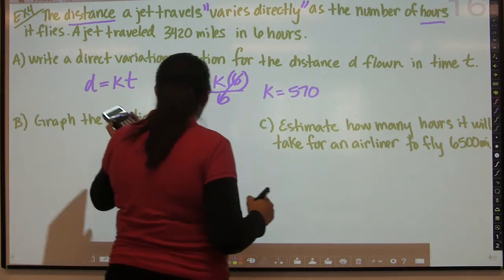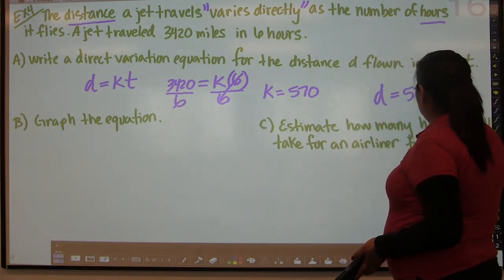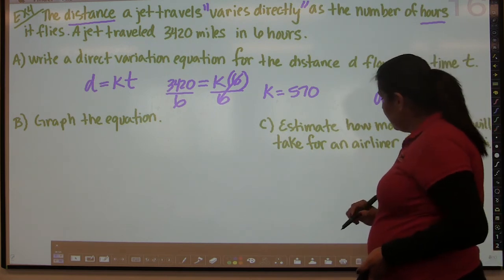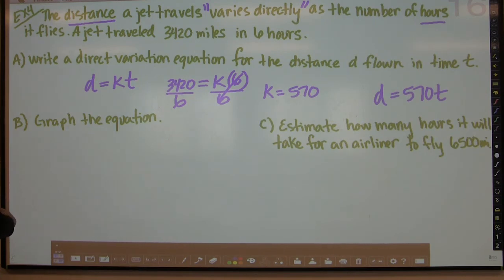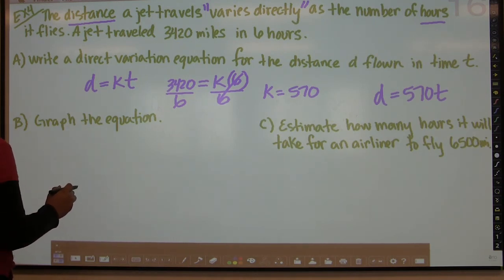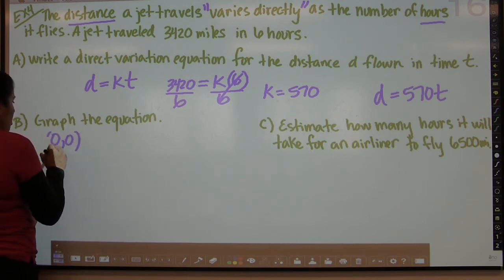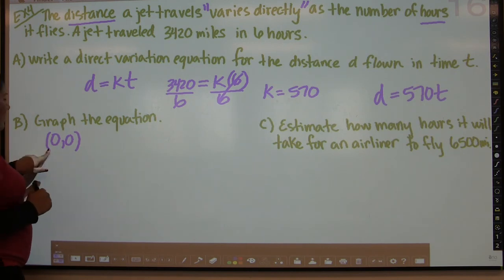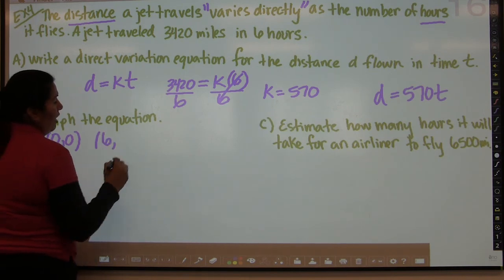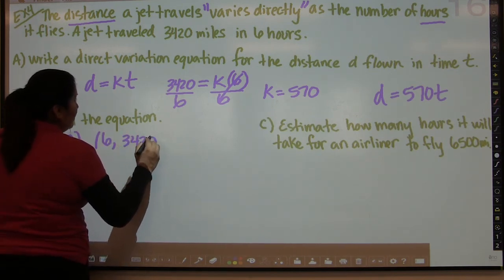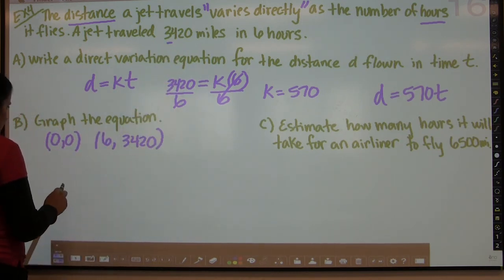Once we know what k is, we can plug it back into our equation, and so our final answer for part A is d equals 570t. Okay? In part B, it says to graph the equation. So again, we already have a way to graph this, because every direct variation always goes through 0, 0. We only need 2 points to graph this, so I can do 0, 0, and then of course I know that when x is 6, the y value is 3,420, because that was the information they gave us earlier.